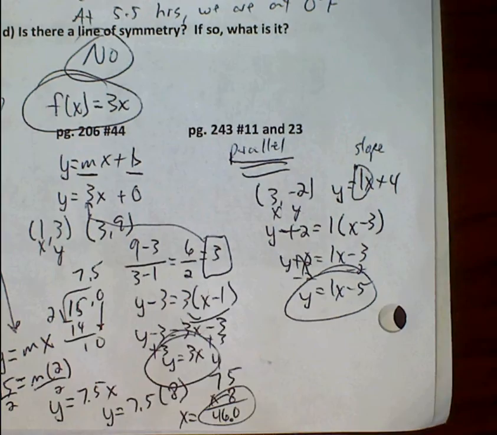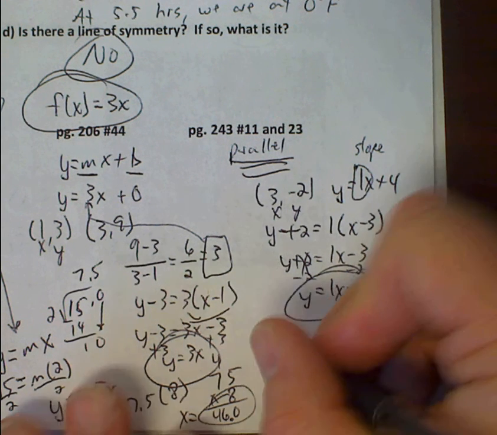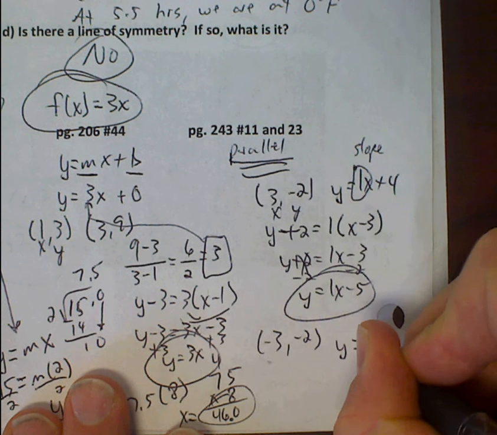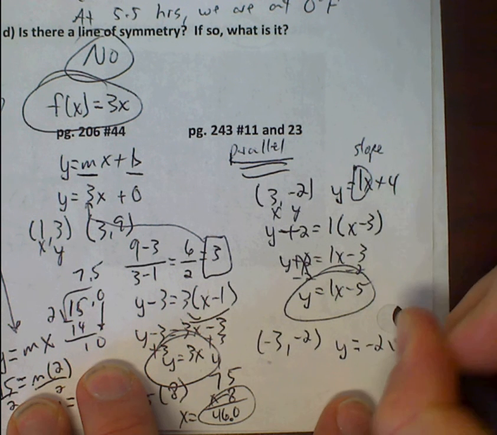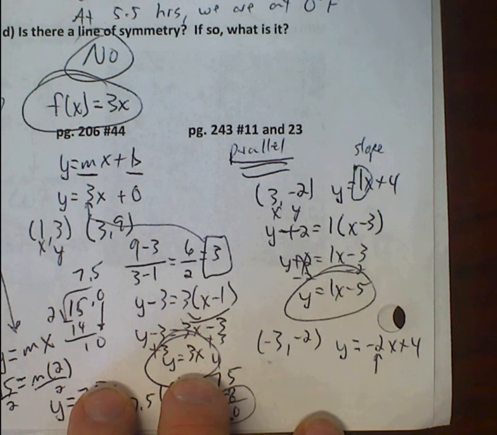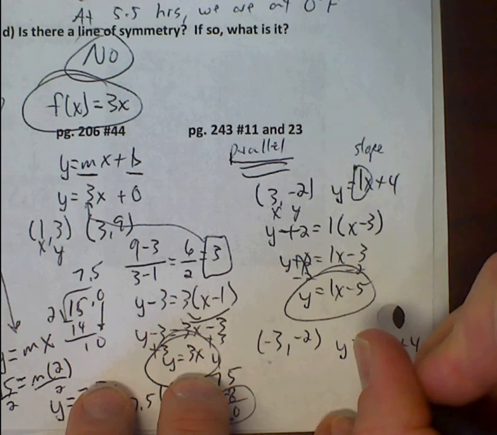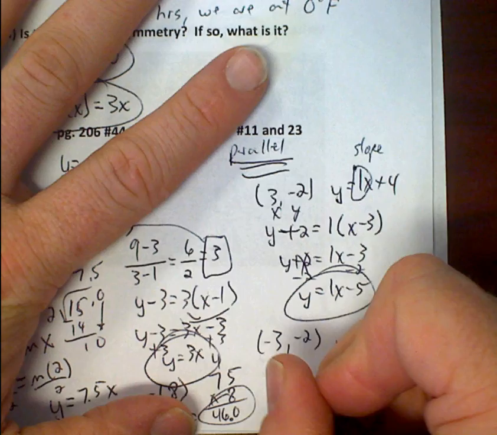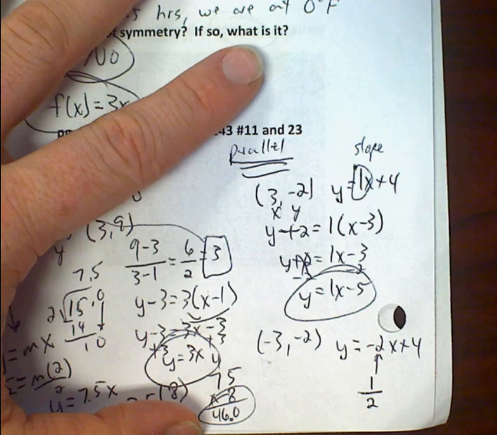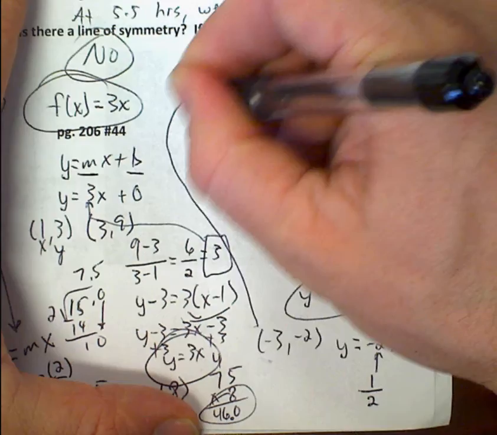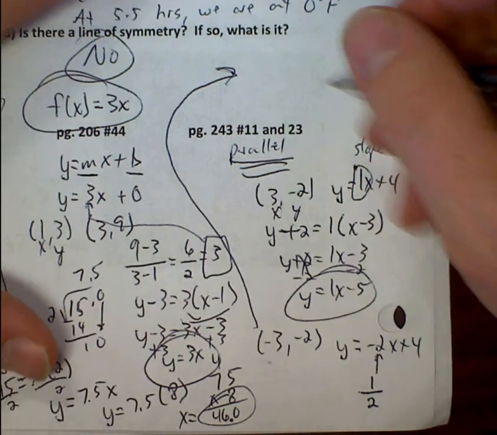Number 23. It says write an equation that's perpendicular. My point is negative 3, negative 2. My equation was y equals negative 2x plus 4. If I want perpendicular, I need to find the opposite inverse. That would be positive 1 over 2. So now I can use point slope and figure out my equation. I'm going to draw an arrow up here so I have enough room.